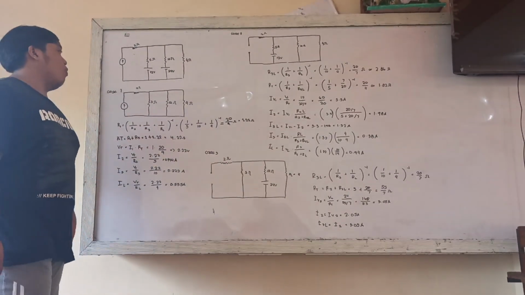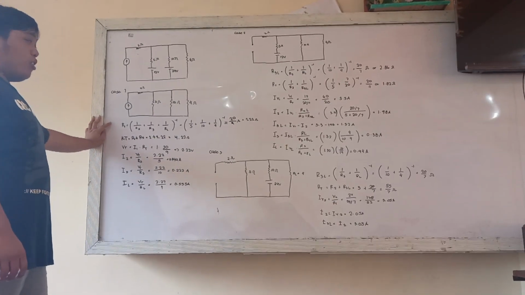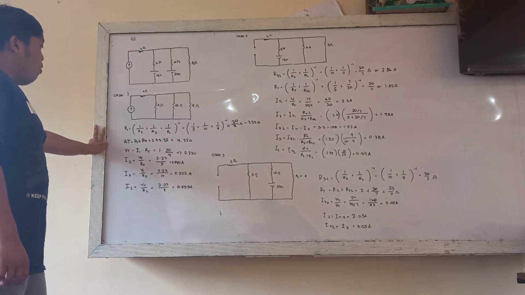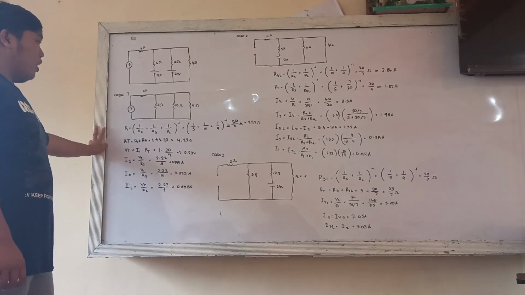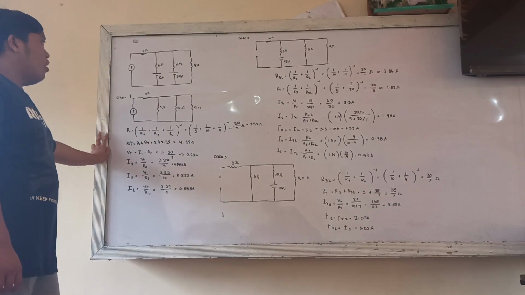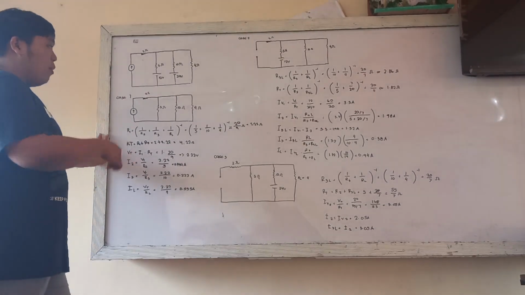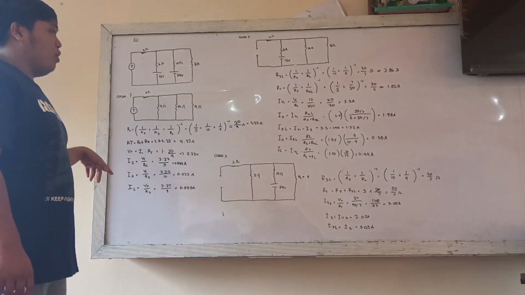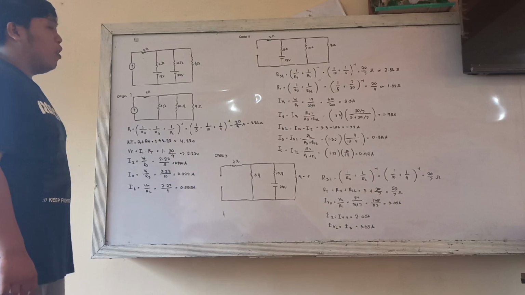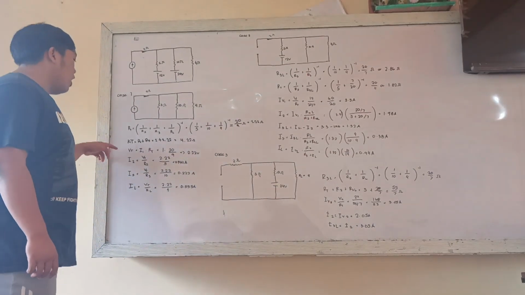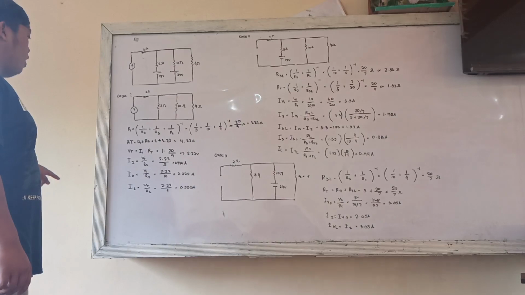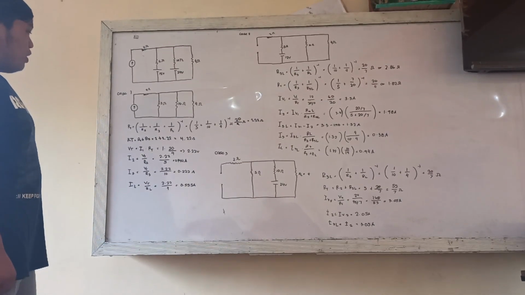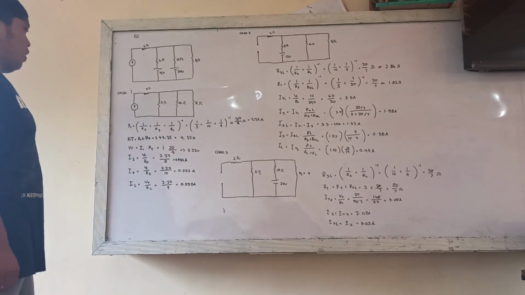To solve for case 1, we're going to use the formula R total is equal to 1 over R2 plus 1 over R3 plus 1 over RL, all to the negative 1. Substituting the values, 1 over 5 plus 1 over 10 plus 1 over 4 to the negative 1 is equal to 20 over 9 ohms or 2.22 ohms. To get the R1 total, we're going to use the formula R1 plus R total. Substituting, 2 plus 2.22 is equal to 4.22 ohms.